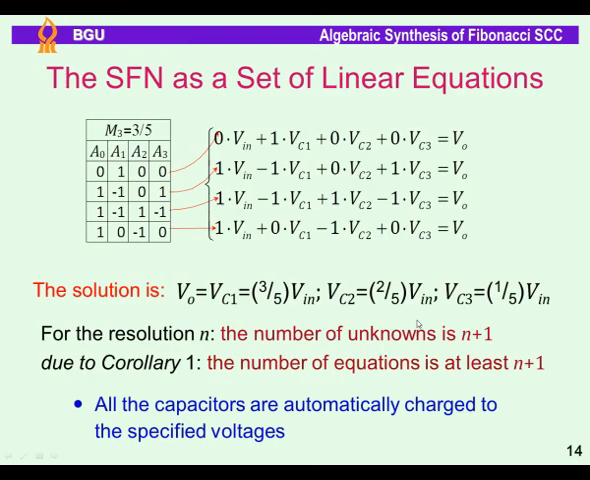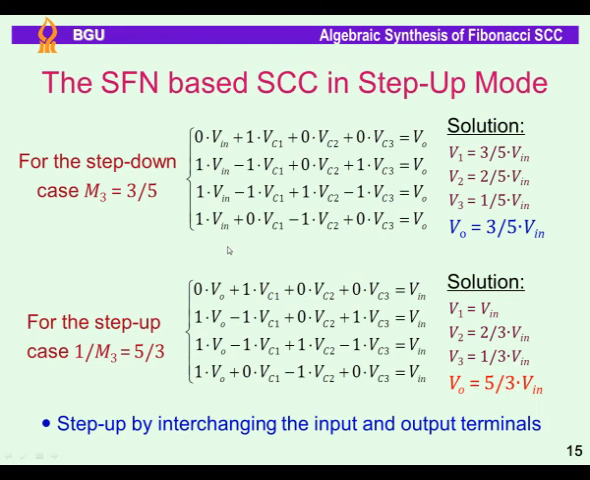To find the steady state voltages across all the capacitors, we apply Kirchhoff's voltage law to each topology. This leads to a system of 4 linear equations. The solution of the system is the fractional Fibonacci voltages. Generally, for the resolution n, the number of unknowns will be n+1, while corollary 1 provides us at least n+1 equations. Thus, the number of equations is equal or larger than the number of unknowns, and therefore the system will have a solution.